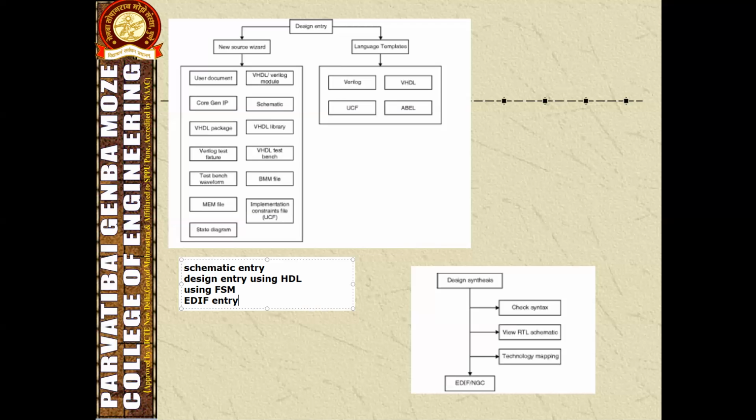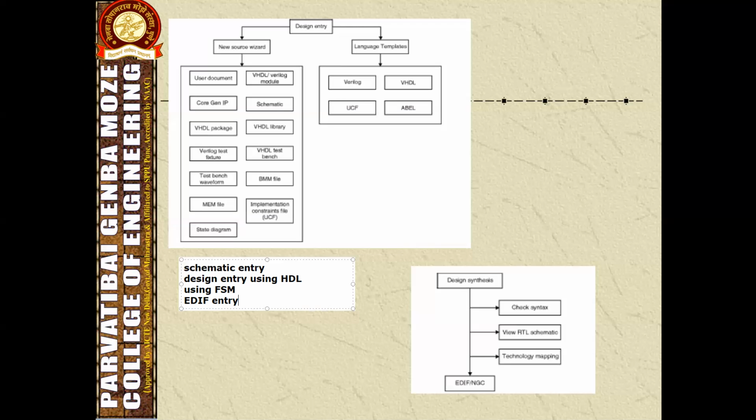Nowadays, EDA tools are available which will convert the complete state diagram into HDL code, and this HDL code is further processed. Then next is EDIF entry. EDIF is the electronic data interchange format, an industry standard file format for specifying a design netlist.